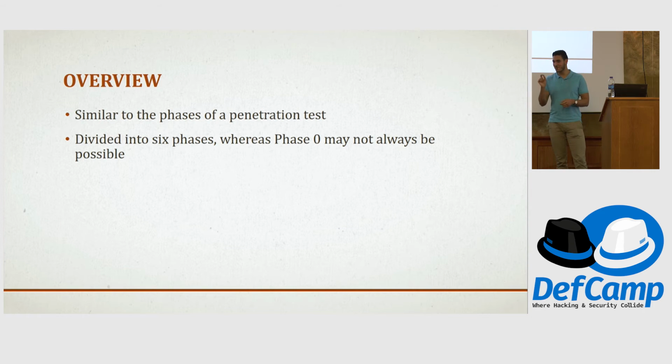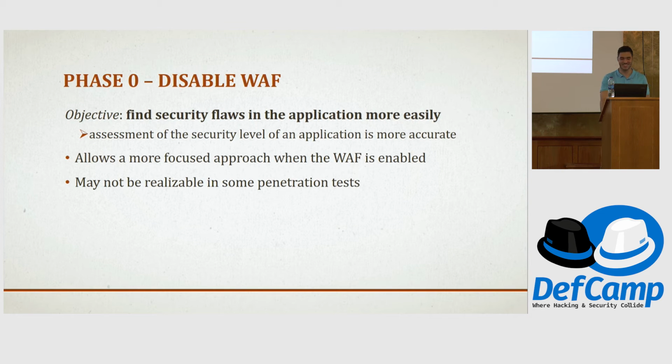Very good. But even before it, it's something that I think no one thinks of, but the first phase is to just disable the WAF. So what is, again, our objective? Our objective is to find security holes in an application. We want to find bugs and security vulnerabilities in an application. So if we disable the WAF, we can find these vulnerabilities more easily. And eventually, the assessment of the security will provide more accurate results.